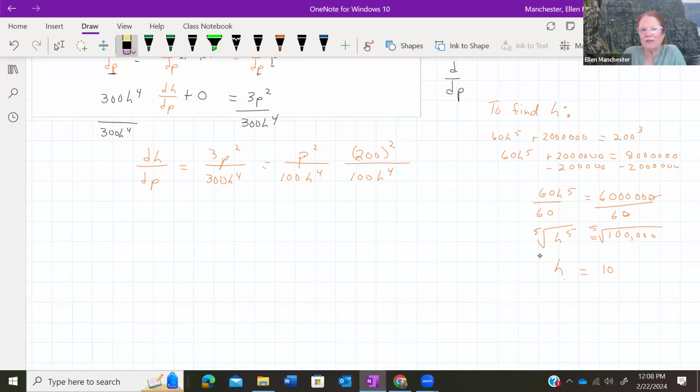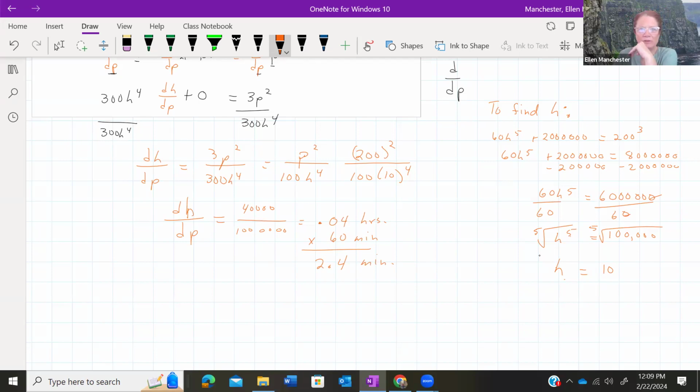So now I can take my H out and plug in my 10. So how my hours are changing based on pay is 200 squared, which is 4 with 4 zeros, over 100 times 10 to the 4th power, which is 100 with 4 more zeros. So it becomes 0.04 hours. Okay, here's what that means. This is per hour, right? So 0.04 hours, if I multiply this by 60 minutes, I get 2.4 minutes.